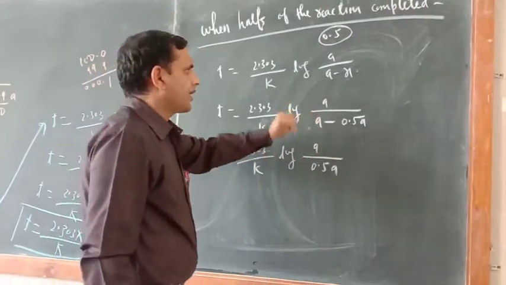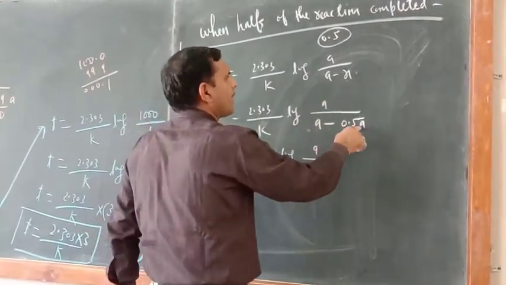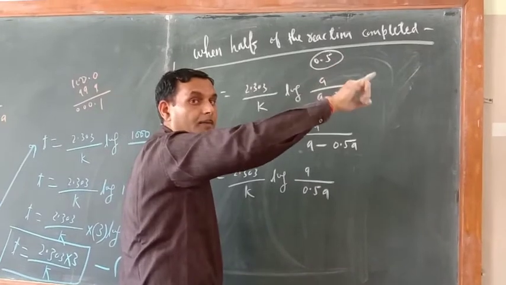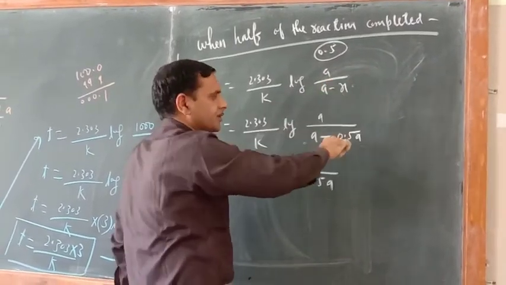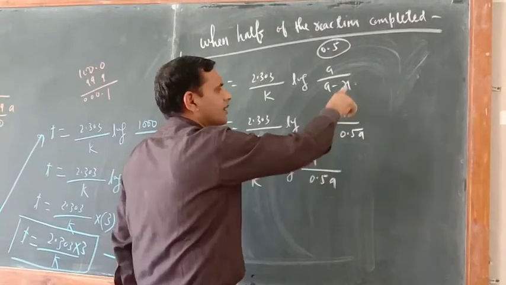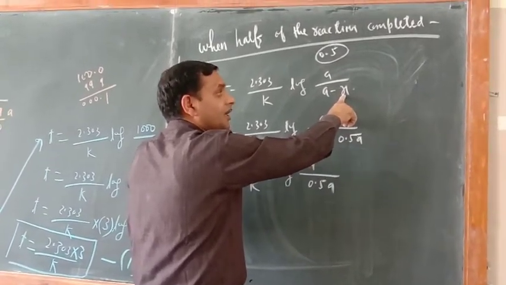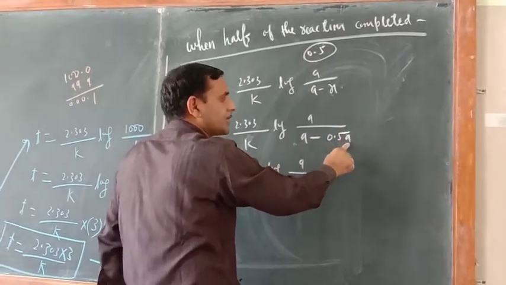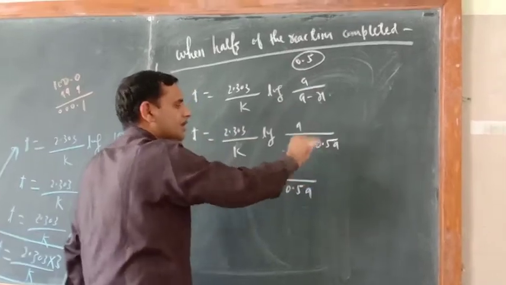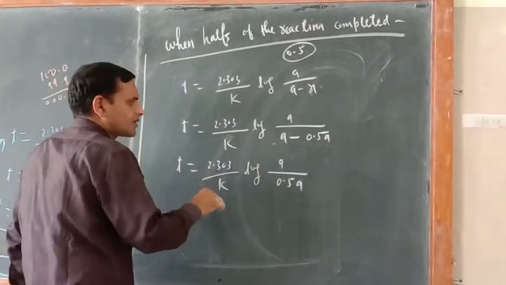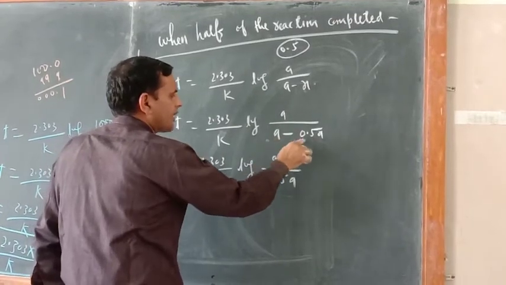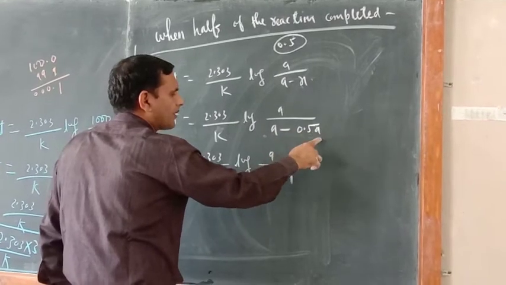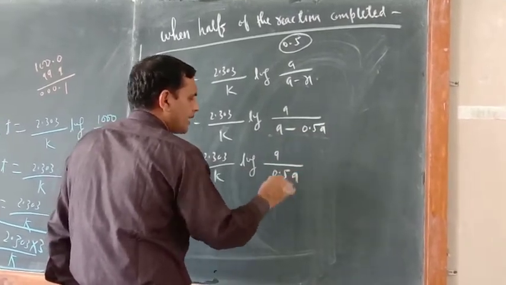Dear cadet, here I directly took 0.5A. Since they have not given percentage, they directly told half of the reaction, half of the concentration. So x is the amount of substance decomposed. I have taken 0.5A because it is from its initial concentration. So A by A minus 0.5A, this will become 1 minus 0.5, that will be equal to 0.5A. So A is cancelled out.